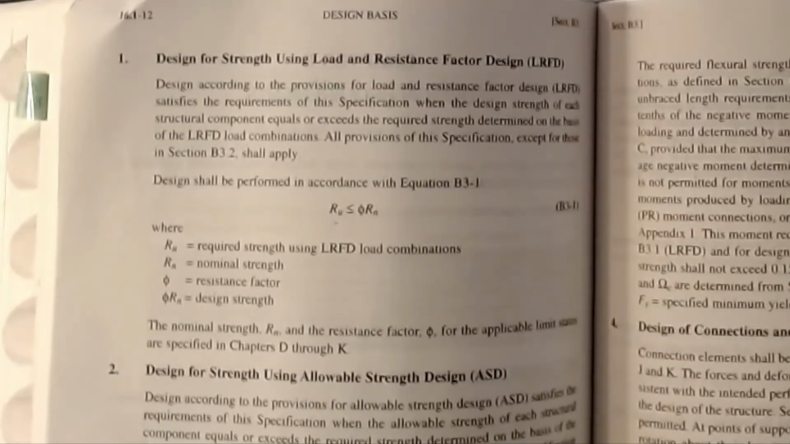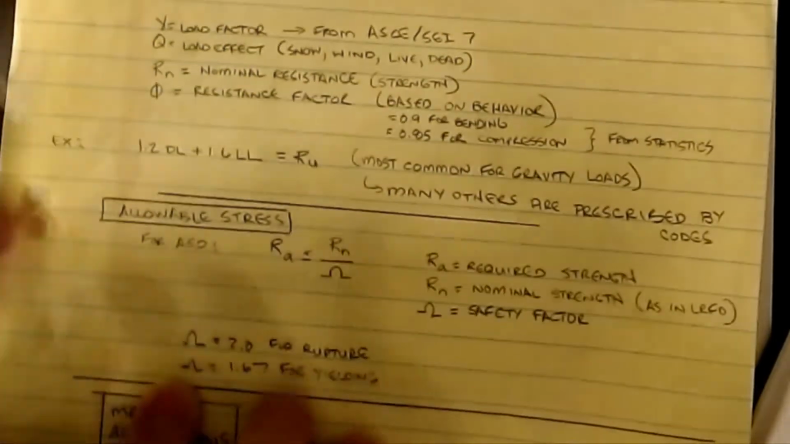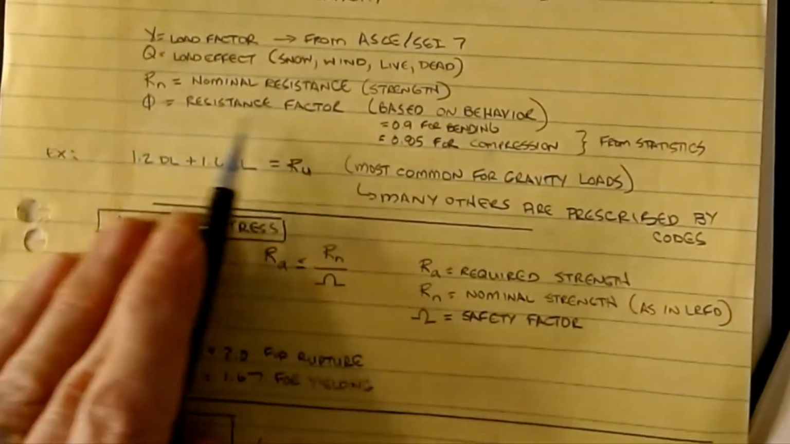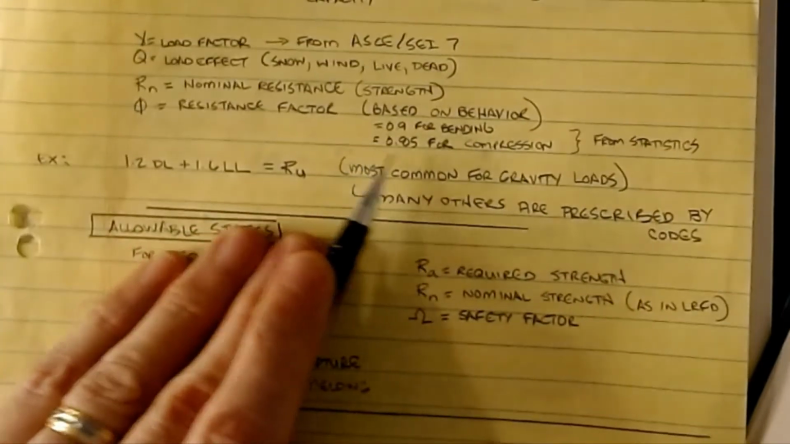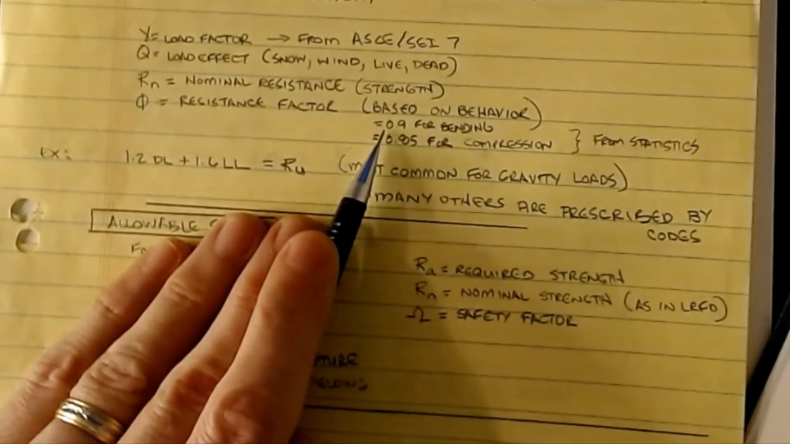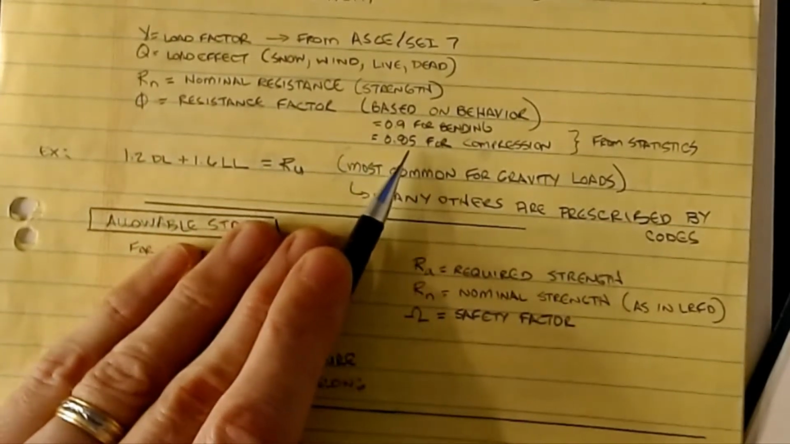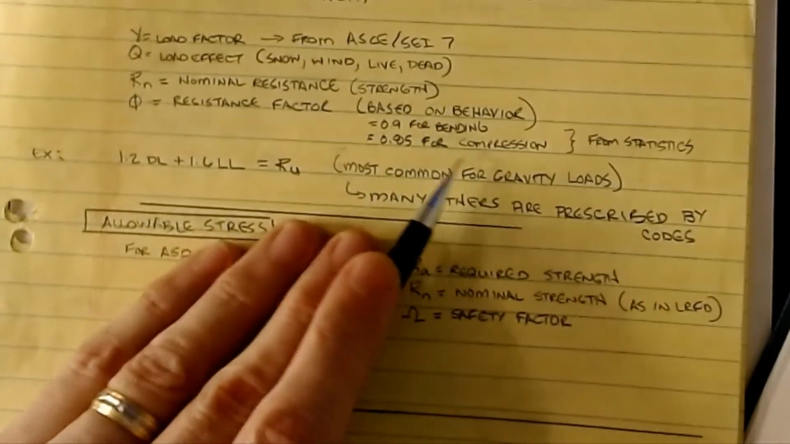Now the question is, where do these Ru values come from? It depends on the loading case, and most of these come out of design codes. To give you a sense of our resistance factors, depending on the case, for many years phi is taken as 0.9 for bending, and often it's taken as 0.85 or 0.9 for compression, depending on the cases.